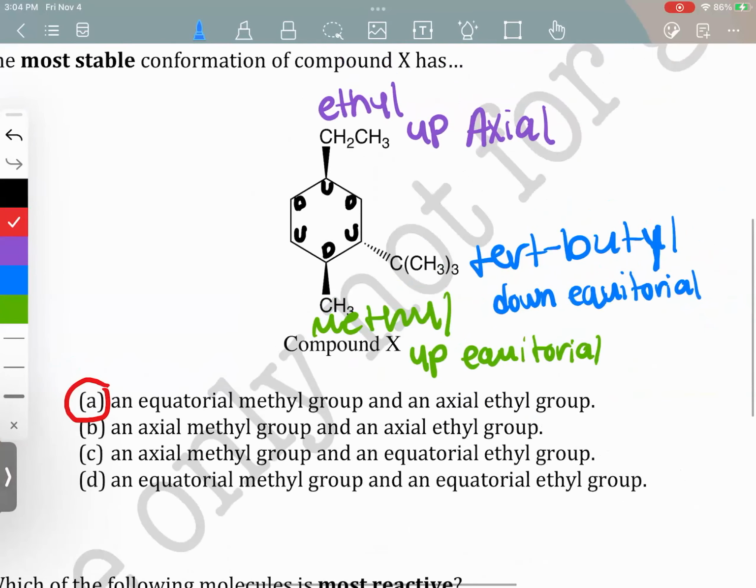Notice they didn't ask you about the tert-butyl in the answer choices, and that's only because we already know for a fact that in order to get a stable chair conformation, we have to push the biggest group into an equatorial position. And the biggest group here is the tert-butyl. So we push that in equatorial, we just follow up with the rest of the carbons, and now we're figuring out, okay, what is the ethyl going to be? What's the methyl going to be?